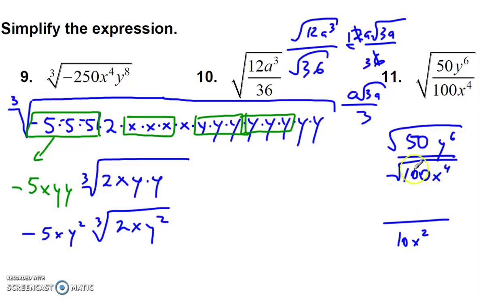50 is 25 times 2. Square root of 25 is 5. And the 2 stays under there. Square root of y to the 6th is y to the 3rd. And then we can simplify here 1 and 2. So y to the 3rd radical 2 over 2x squared.